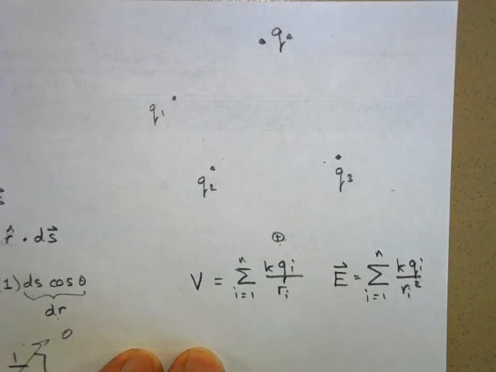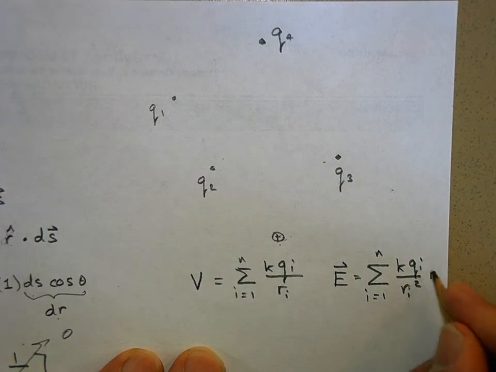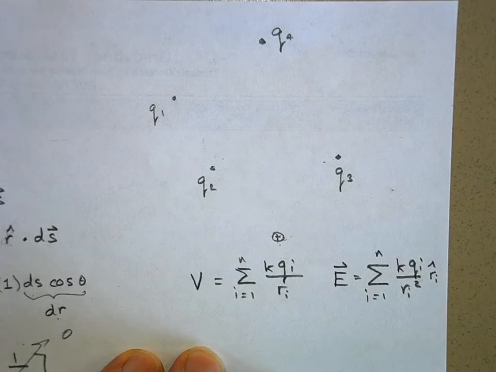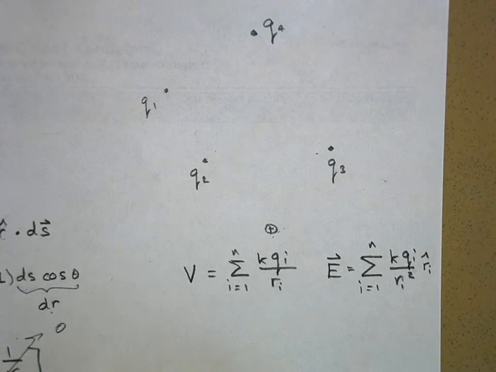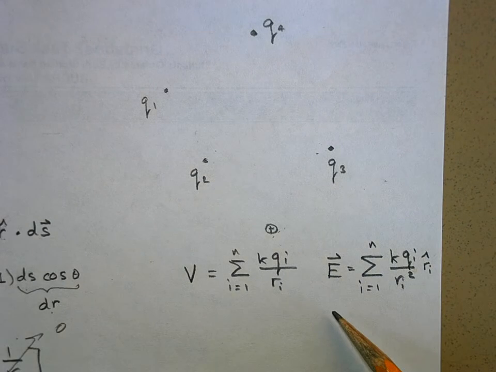But then we had one other thing that we had on here that made this hard. Anybody remember what's missing from this? Yeah, r hat, or r hat i. It gets its own little index. Why is that? Well, because electric field is a vector.